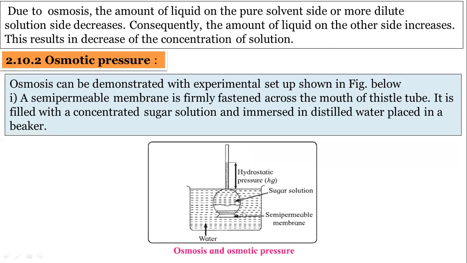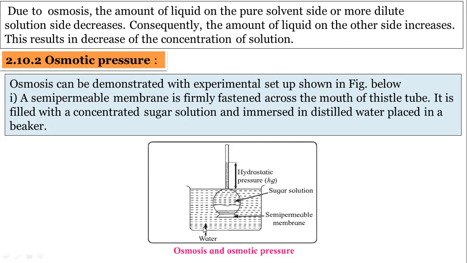So after some time, what will happen? This is pure solvent. Water will enter this sugar solution. If the water enters this sugar solution, the level of sugar solution will increase. And this process will stop at one stage. The water will enter the thistle tube because, according to the definition of osmosis, it is a flow of solvent molecules to the solution. So this is a solution and this is a solvent. So osmosis takes place here.